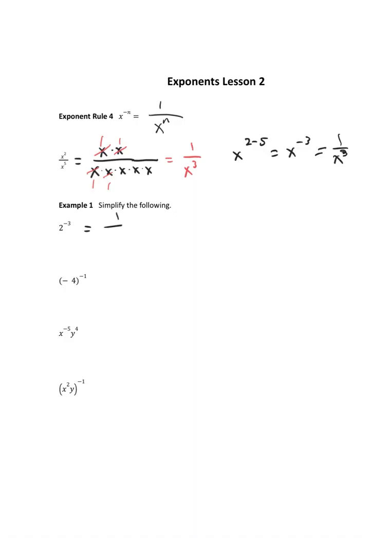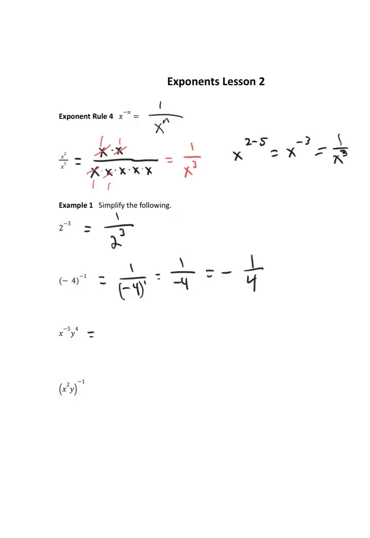So this would be 1 over 2 cubed, because that base gets flipped down. Here there's parentheses, so that negative flips down with it. So 1 over negative 4 to the 1, which would end up just being 1 over negative 4, or negative 1/4.